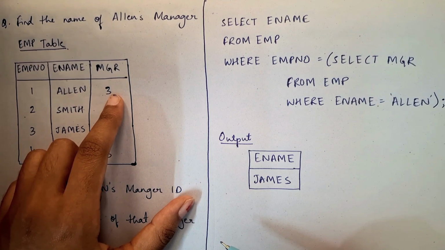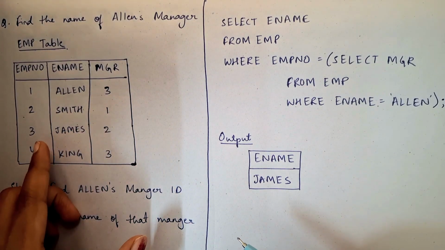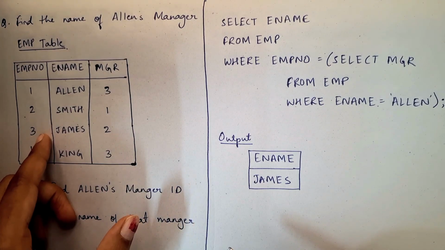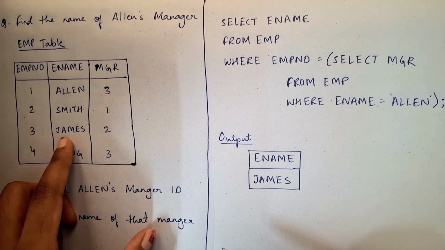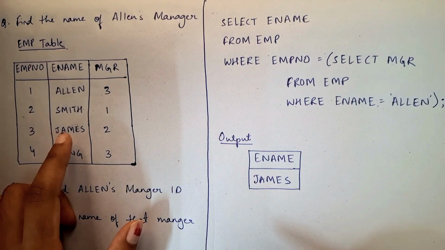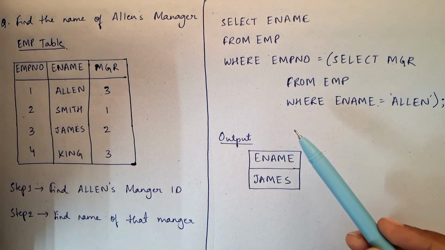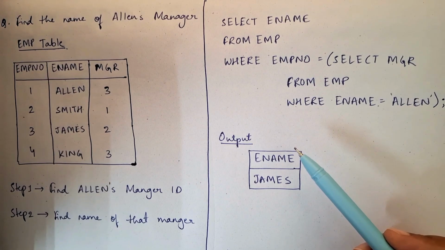And next we check into the employee number column, check which has employee number 3, which is James. So James is the manager of Alan. Now we have to convert this logic into a SQL query.